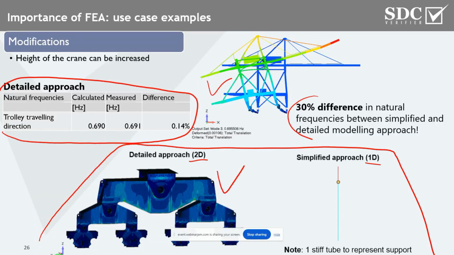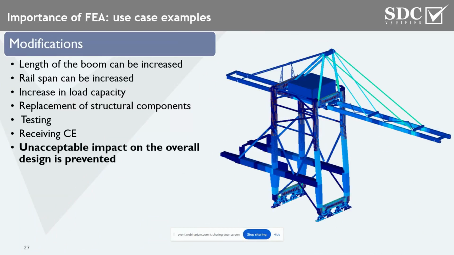Of course, there are more modifications possible. For example, starting from the length of the boom over here, rail span, increase in load capacity, replacement of various structural components, that can also be the case, testing of the structures, and receiving a CE certificate, again in case of any major modifications like the ones concerning the load capacity.